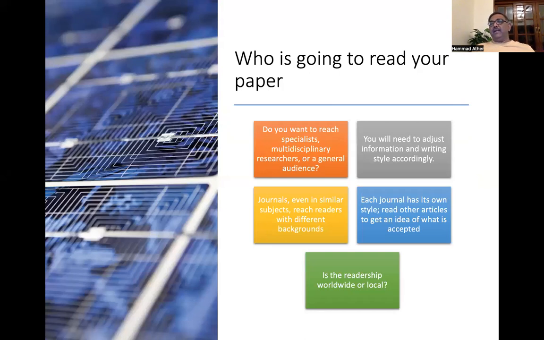So when you're deciding about journal selection, your first question should be: who's going to read your paper? Do you want it to reach specialists, multidisciplinary researchers, or a general audience? You may select very non-specific or more generic journals, which are read by a nephrologist as well as a urologist, a cardiac surgeon as well as an orthopedic surgeon.